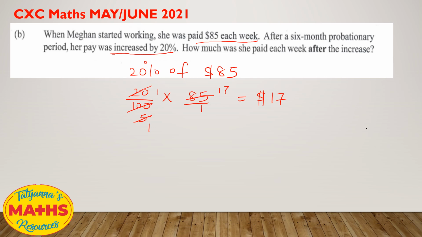So she would be paid, so her pay after increase is equal to the $85 plus $17, which is equal to $102.